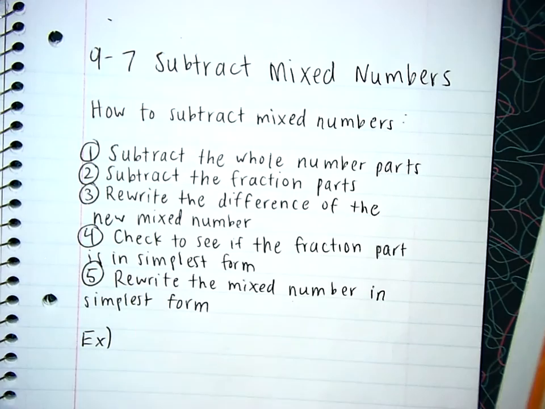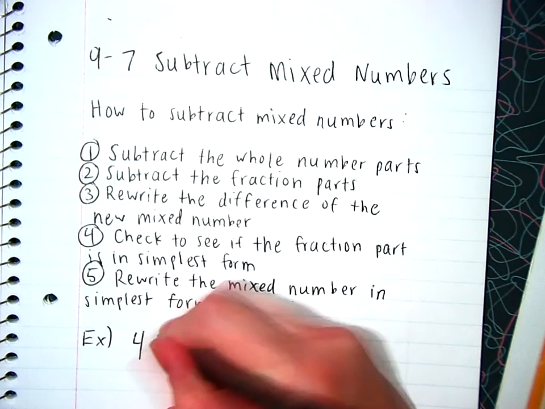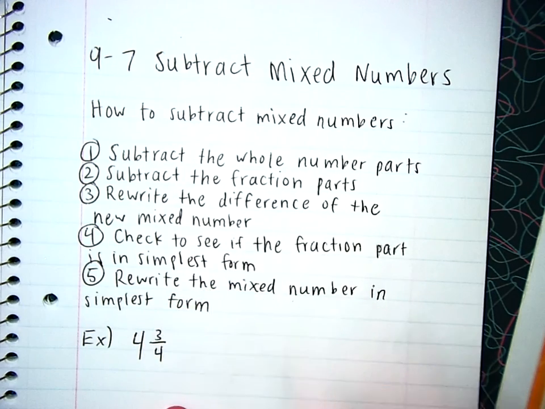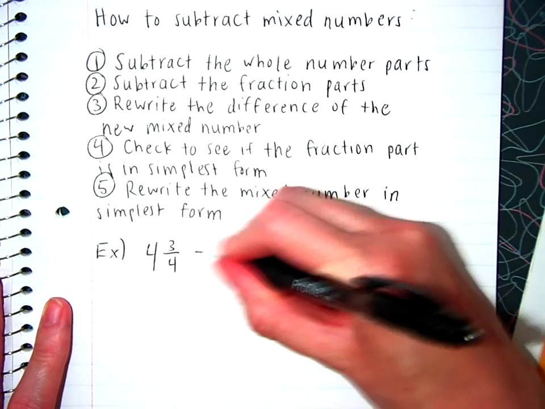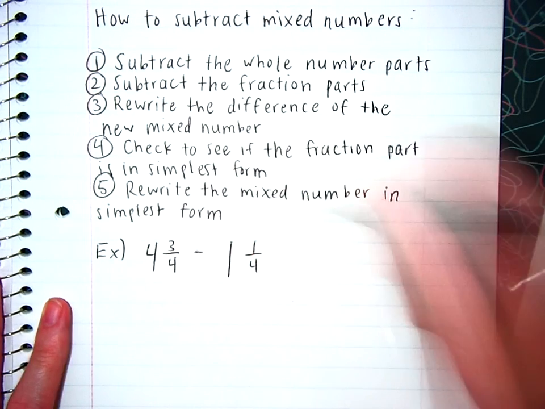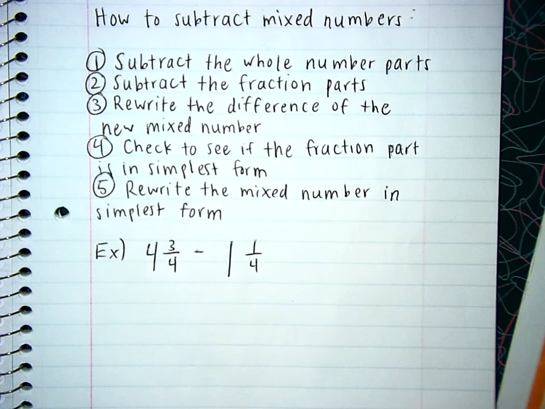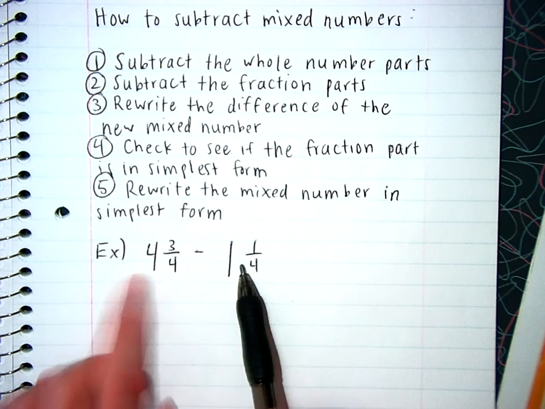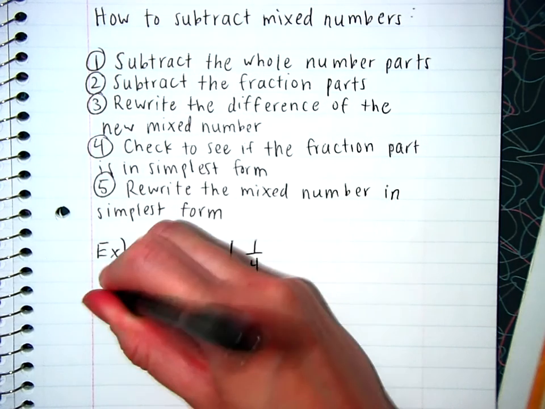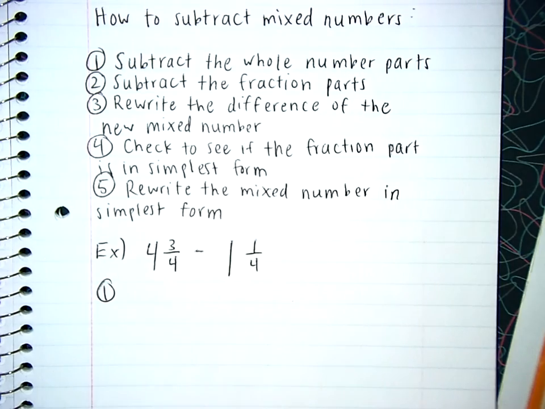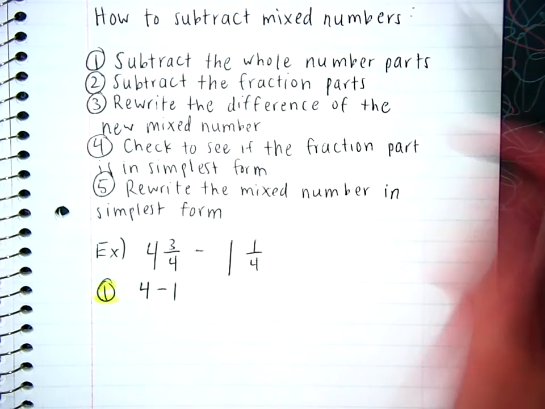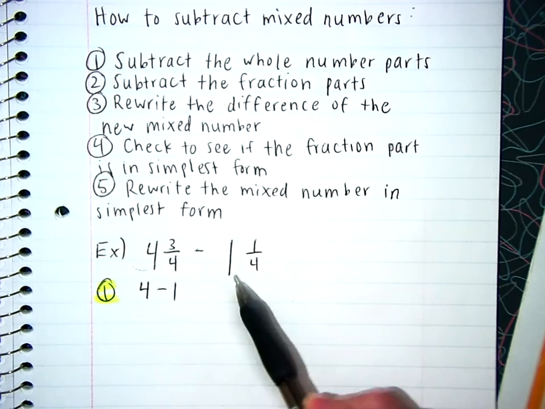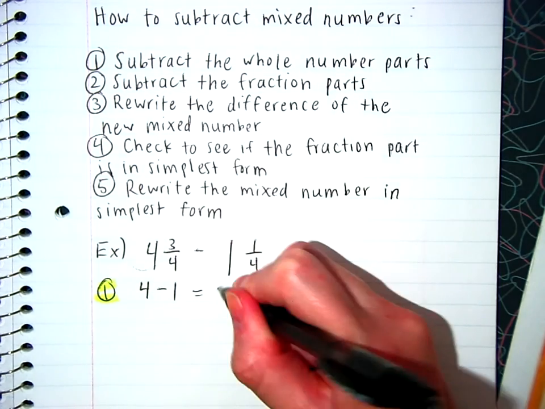Our example is going to be 4 and 3 over 4 minus 1 and 1 over 4. So that is our 2 mixed numbers that we're going to be subtracting. So let's first go to our first step. I'm going to show you step by step. So we have 4 minus 1 because these are the whole number parts, the 4 and the 1. 4 minus 1 equals 3.